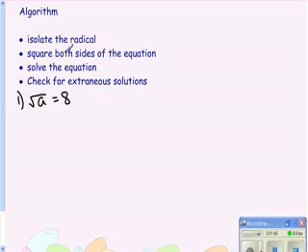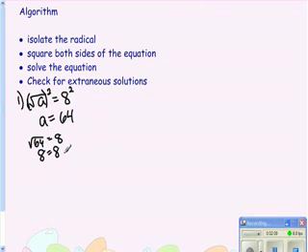It is by itself. So square both sides of the equation. So I'm going to put some parentheses around this, square it, and square that. The square root of a squared is going to be a. 8 squared is 64. And that's it. And you could plug it back in and make sure that it works. Square root of 64 is equal to 8. Is that true? Square root of 64 is 8. 8 does equal 8, so it checks.